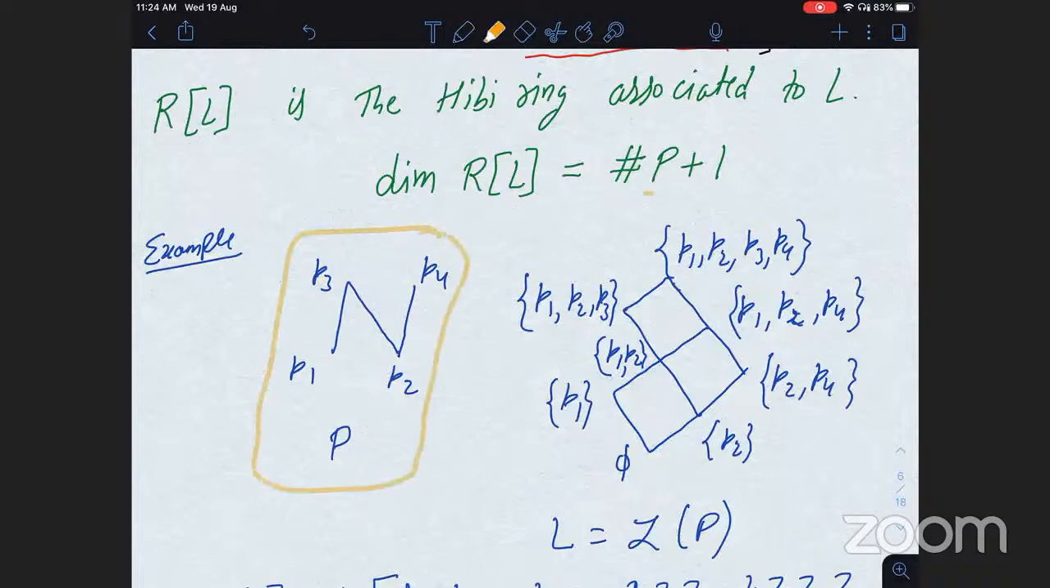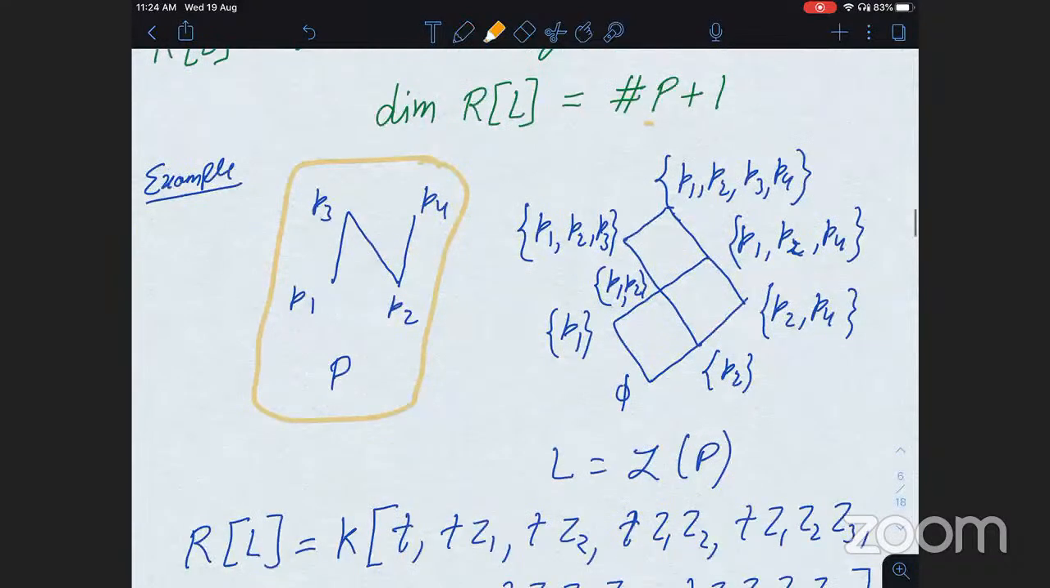Let P be this, then the distributive lattice I of P will be this. So we have the minimal element, the empty set, then we have singletons P1, P2, and the join of P1 and P2 will be the union of P1 and P2, that is {P1, P2}. And then we have {P2, P3, P4}, and so on.